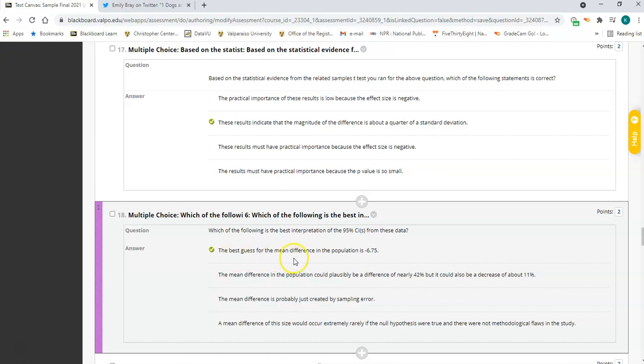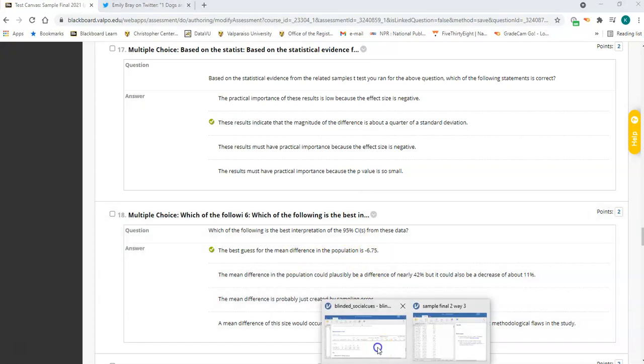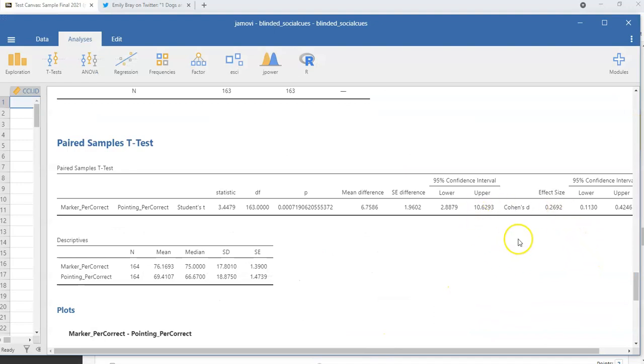The best guess for the mean difference in the population is this. Now, why do I say that? Well, the mean difference is this, right? That's the mean difference. Here's the confidence interval around the mean difference. The mean difference here is the point estimate of the confidence interval. It is the middle of these two values exactly. And that means that it is your best guess at the population mean difference. It might be as low as this, it might be as high as this, but this is your best guess.